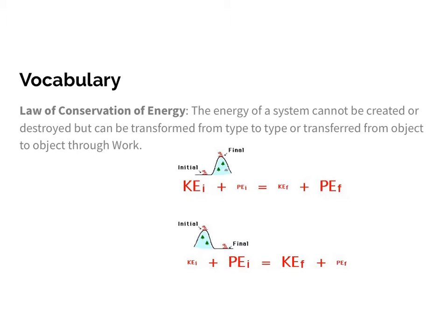We're going to talk about what's called the law of conservation of energy here to wrap up section 2. The law of conservation of energy is very similar to the law of conservation of momentum. It states that whatever energy we have cannot be created or destroyed, but instead is either transformed or transferred from object to object through the process called work.